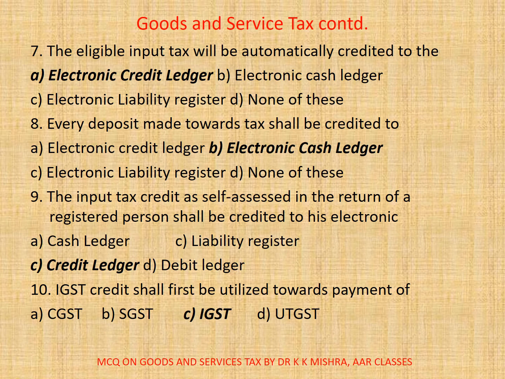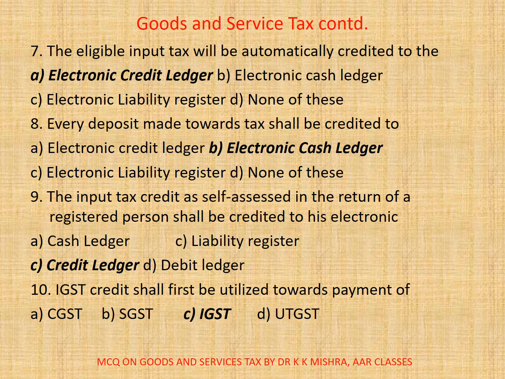7. The eligible input tax will be automatically credited to the: A. Electronic credit ledger, B. Electronic cash ledger, C. Electronic liability register, D. None of these. Here the correct option is A. Electronic credit ledger.